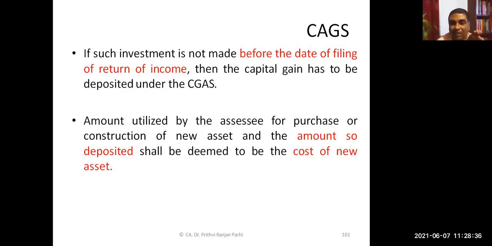Now, I told you the money has to be invested either in case of purchase within a period of 1 year prior to the date of transfer, or within a period of 2 years after the date of transfer. And in case of constructing, within a period of 3 years from the date of transfer. Right? Okay?